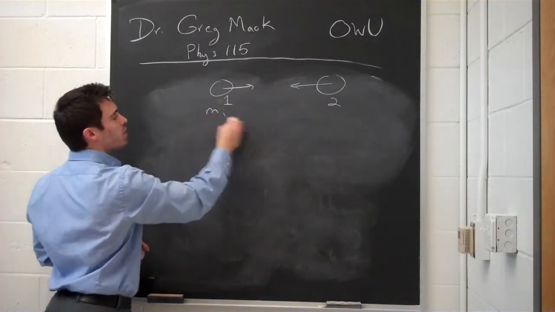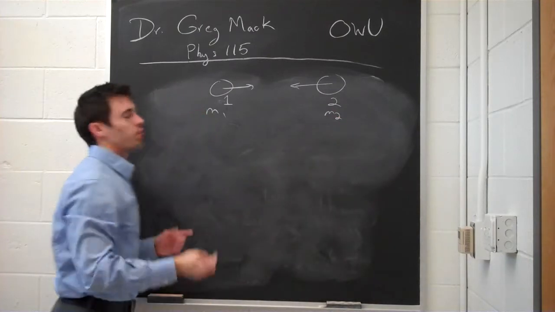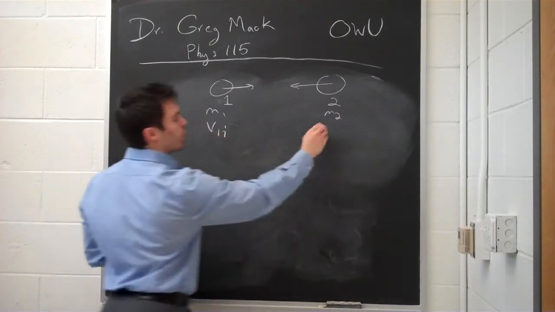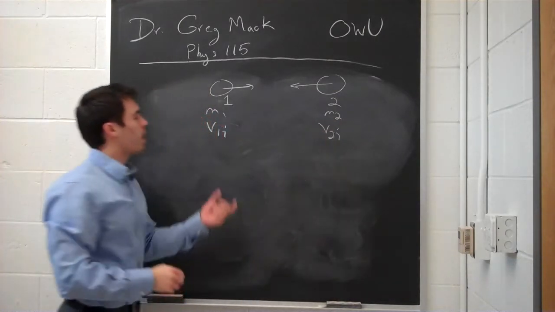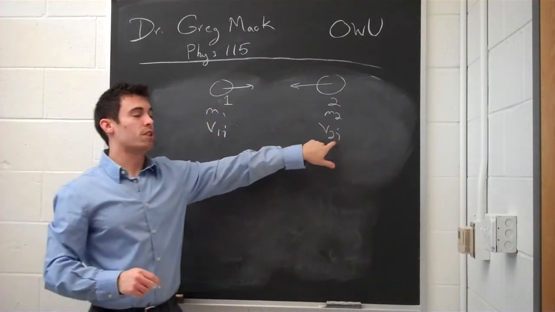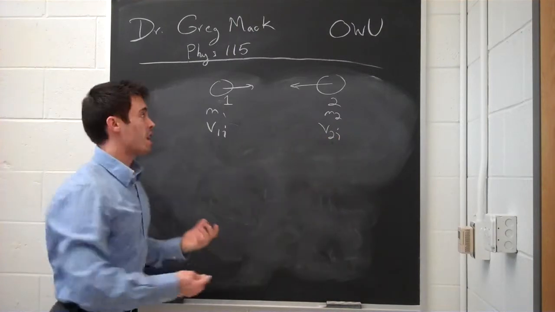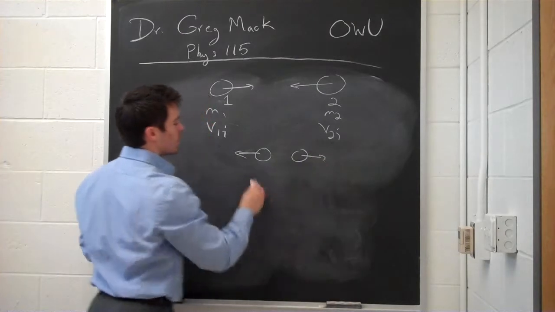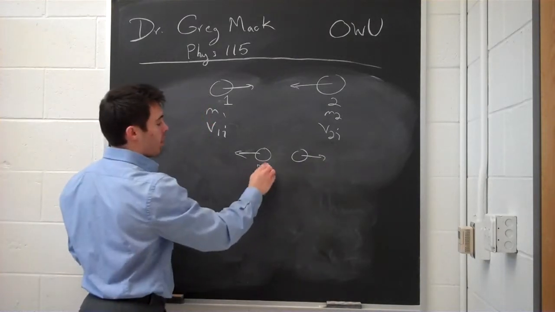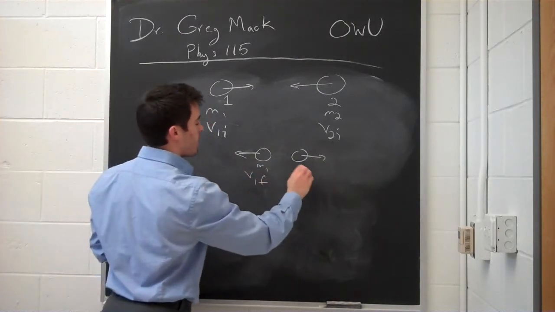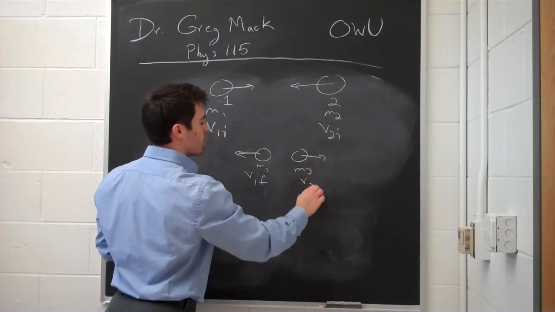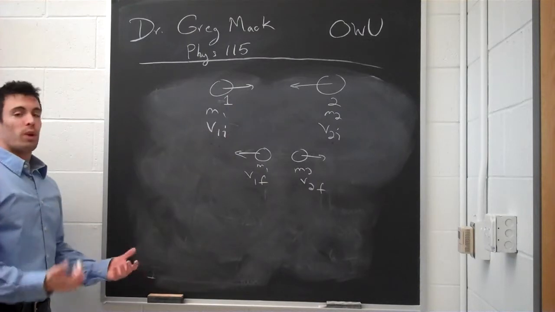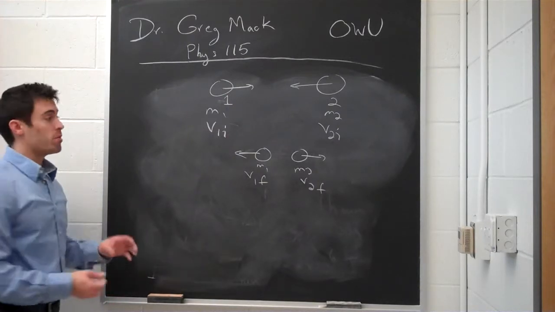So we have m1 and we have m2, and before they hit, we have a velocity for each of them. So we have v1 initial and v2 initial, and then after they hit, they're going to have the same mass still, so we have m1 and v1 final, and now we have v2 final. Okay?